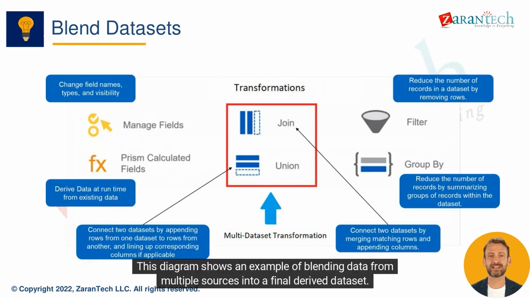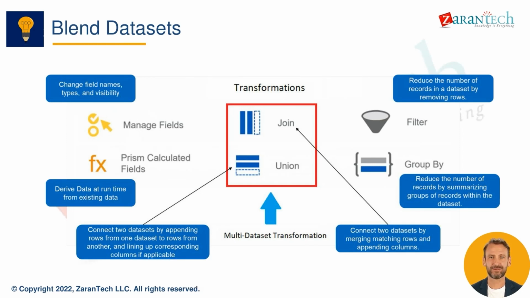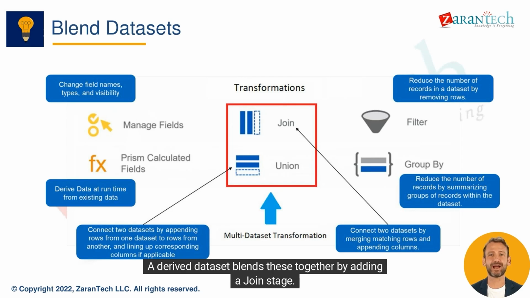This diagram shows an example of blending data from multiple sources into a final derived dataset. The Workday HCM dataset and Salesforce dataset are imported into separate base datasets. A derived dataset blends these together by adding a join stage. Additional transformations prepare the final dataset for publishing.